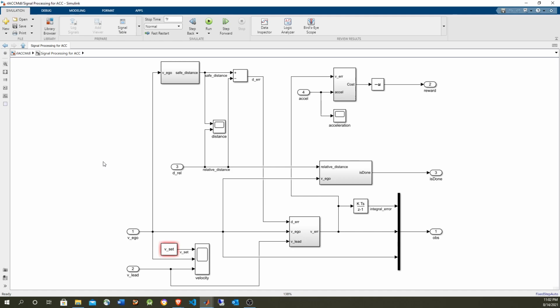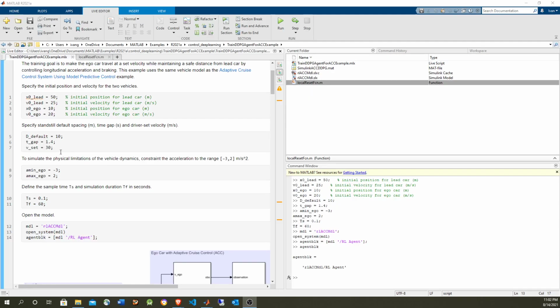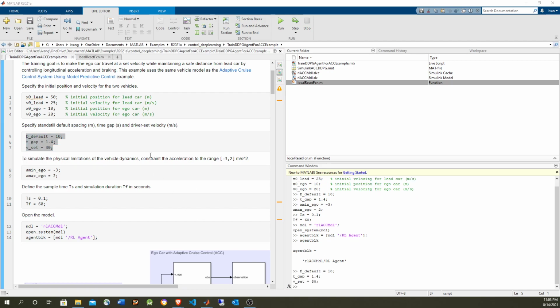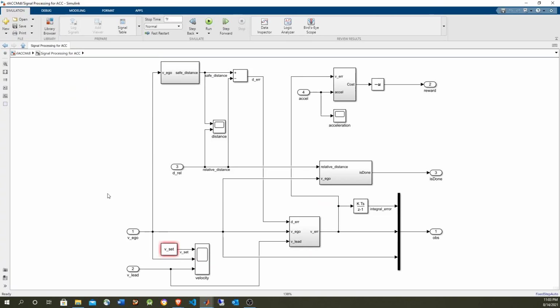Okay, so I think I missed a variable. I'm going to make sure that I have it. Yes, effectively, I missed creating the VSET. That's why it was in red. Now it's not red anymore. Okay, good.